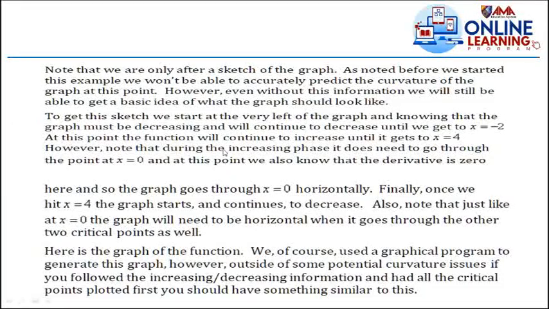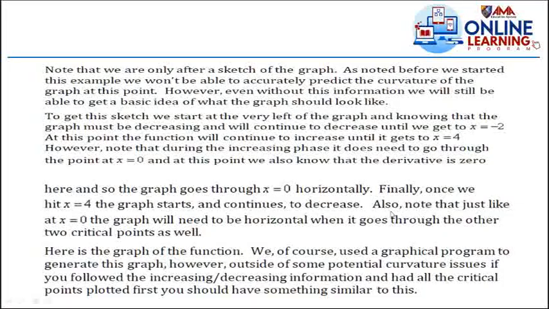At this point, the function will continue to increase until it gets to x is equal to 4. However, note that during the increasing phase, it does not need to go through the point at x is equal to 0. And at this point, we also know that the derivative is 0 here. And so the graph goes through x is equal to 0 horizontally. So steady po siya, no? Walang galawan. Finally, once we hit x is equal to 4, the graph starts and continues to decrease.